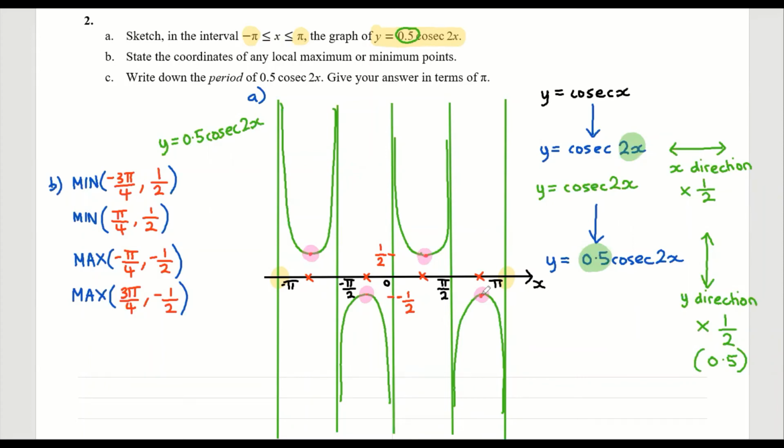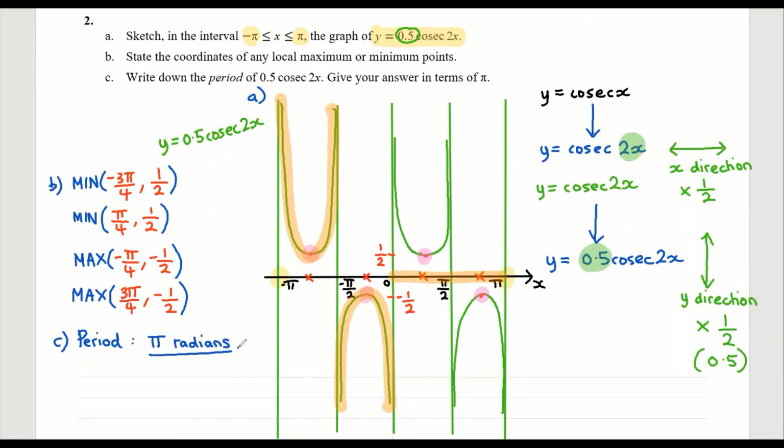So for example, if we take the first branch here, so we've got a branch like that and a branch like that, and then the pattern repeats ad infinitum. What is the period? Well, how often does this occur? Well, it's every pi radians. You can see this here because it repeats between 0 and pi. And then between pi and 2 pi, it's going to repeat again. So the period is really straightforward. We can just write that down now. So for part C, and it does say write it down. Every pi radians, it will repeat.